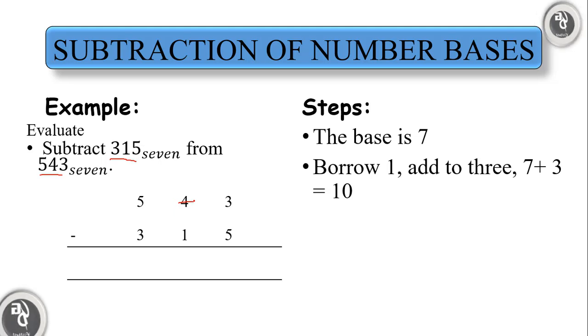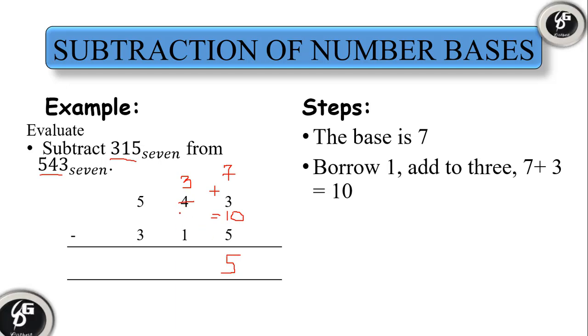If I borrow 1 lot of the base 7 from the 4, I'm left with 3 lot of base 7. So I borrow the base, which is 7. So 7 plus 3 gives me 10. So my new number is 10. 10 take away 5, so 10 minus 5 is going to give me 5.